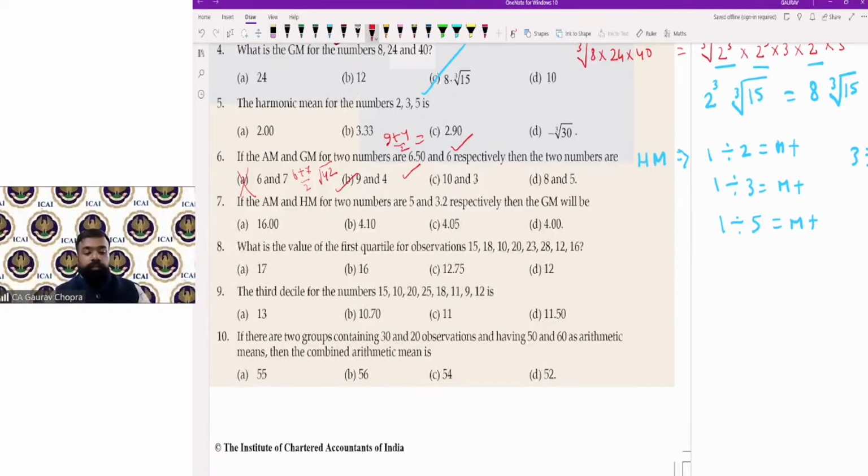Then 7-1. If AM and HM for the two numbers are 5 and 3.2 respectively, then find out the geometric mean. So just we have done the formula, apply that GM equal to root of 5 into 3.2. So root of 16 will give you 4. Option number D.